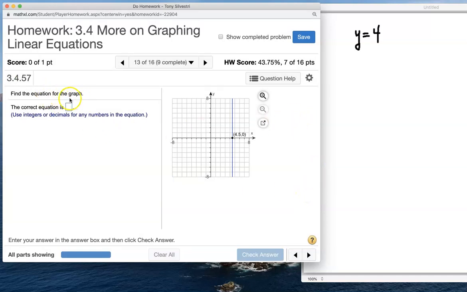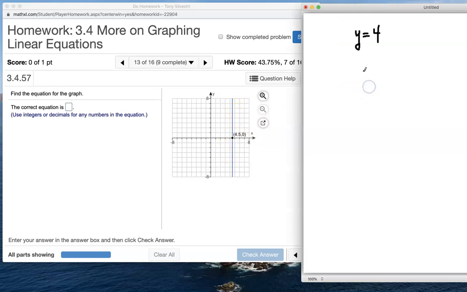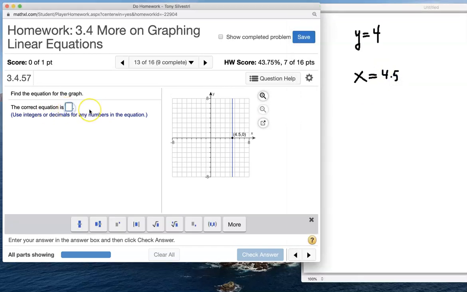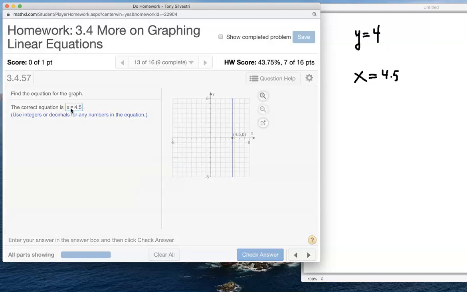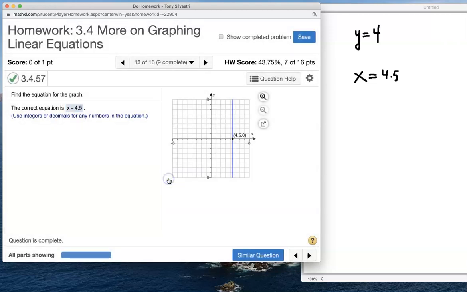Find the equation of the graph. This is a vertical line. Vertical lines are x equals equations. They're telling you that this vertical line is going through this point, and this point has an x value of 4.5. So the equation must be x equals 4.5. It's as simple as that. Don't read anything into it more than what I just said. X equals 4.5. Enter. Good job.